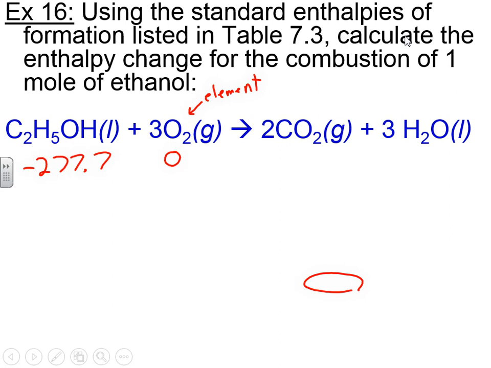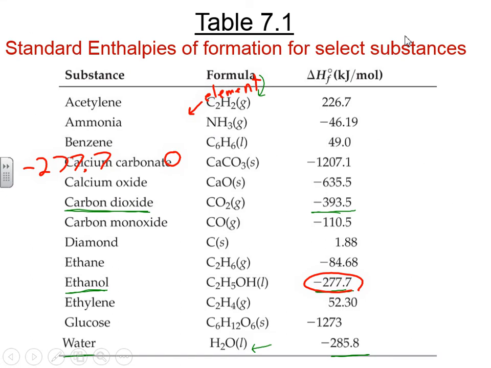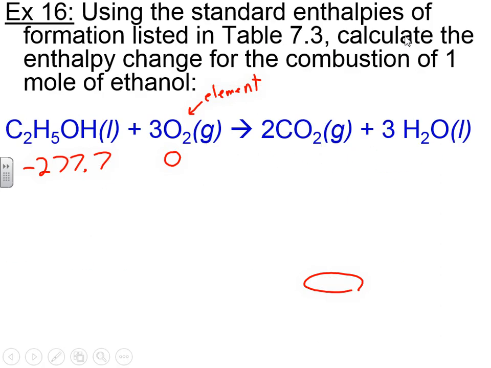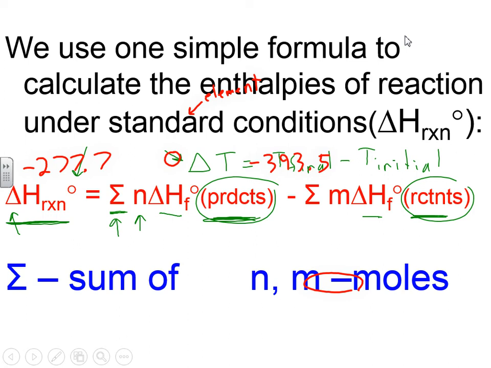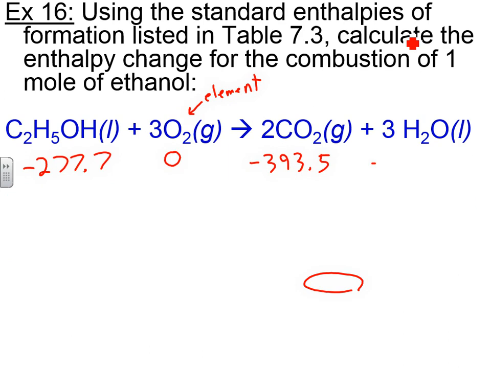It's going to be messy. We'll just look up CO2. Looks like CO2, carbon dioxide, is negative 393.5. So we'll do negative 393.5. And looks like water was negative 285.8. Negative 285.8. Okay. Looks like the markings are not cooperating.